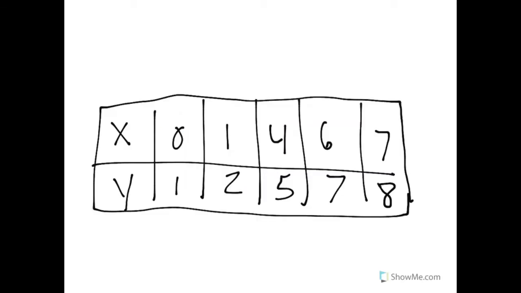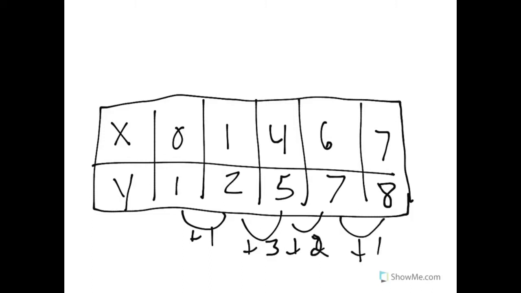Okay, let's check out another one here. We're looking for rate of change, so we're going to start with y. We have 1 to 2 is plus 1. 2 to 5 is plus 3. 5 to 7 is plus 2. 7 to 8 is plus 1. Now I want to point out, just because that's 1, 3, 2, and 1, just because those numbers are different, does not mean that this is variable. Okay, that's not how we get that.